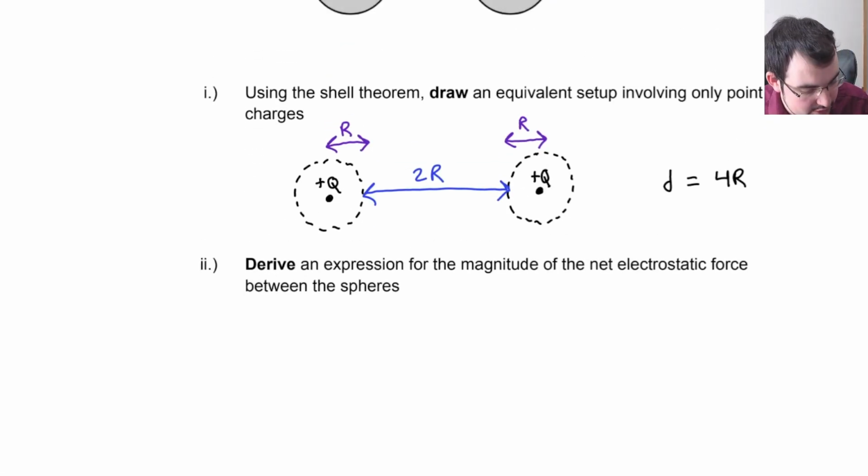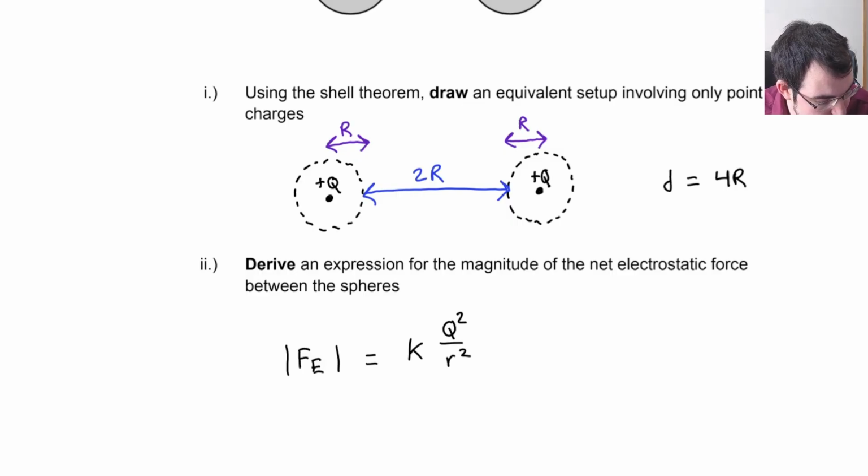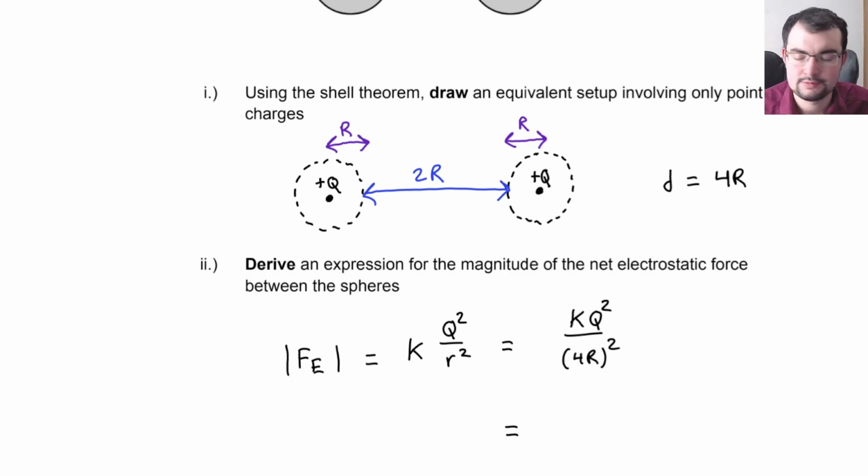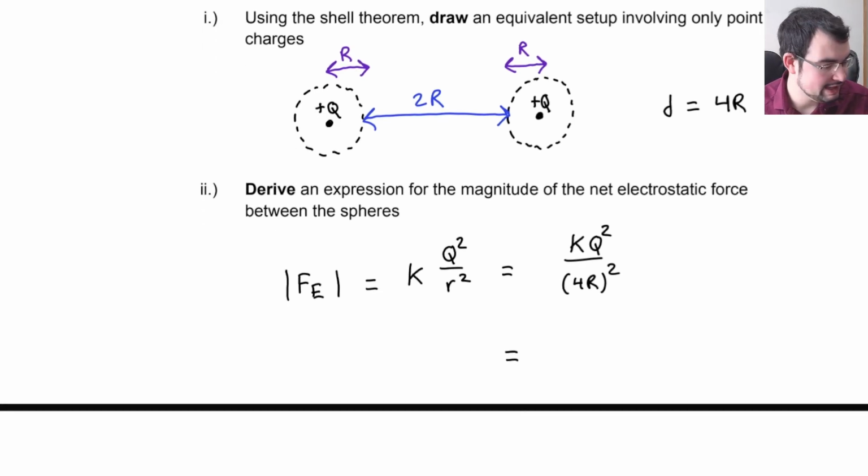Now what's the net force? Well, Coulomb's law says it's just going to be kq squared over r squared, where r is the center to center distance. That's why we use the center to center distance. It's because of the shell theorem. So it's going to be kq squared over the distance, which is 4r. And be careful with our parentheses here. Make sure we're squaring the 4 and the r as an entire object. So 4 squared is 16. So we get 1/16 kq squared over r squared.